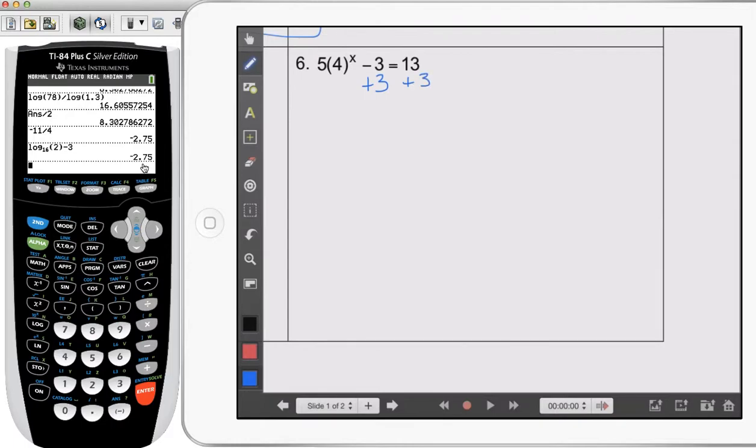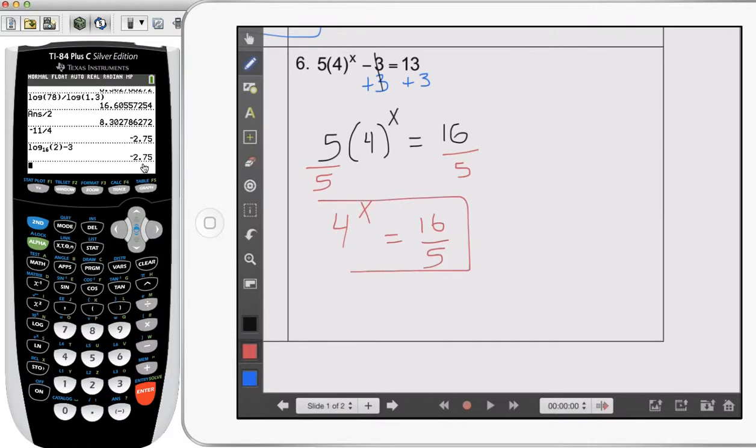So basically, first of all, add or subtract whatever number you have next to the x, okay? So now we have 5 base 4 to the power x is equal to 13 plus 3 is 16. Now, as you can see, the 4 is not isolated. The x is not isolated yet, so you need to get rid of the 5. You do that by dividing both sides by 5. So now 4 to the power x is equal to 16 divided by 5.